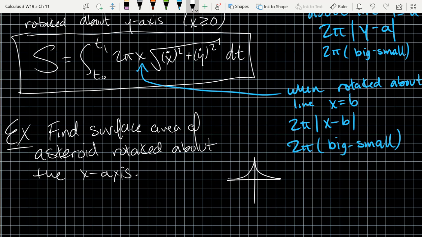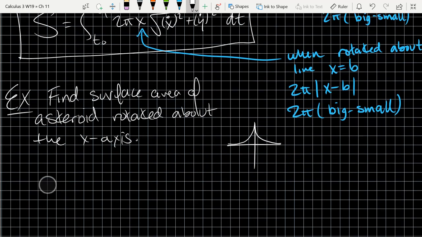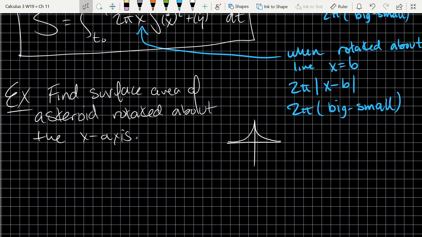Now, when I rotate the asteroid, is it enough to just rotate the top of the asteroid? Will that generate the entire shape that I need? Yes, it will. If you rotate both parts, you'll double count the surface area and you'll get twice what you are looking for. So just think about rotations as sort of one slice and you're going to rotate it 360 degrees. So you're going to pick up the entire surface with this right here.